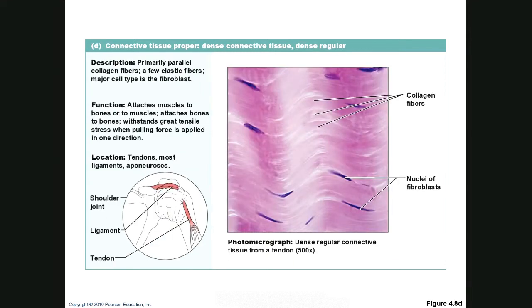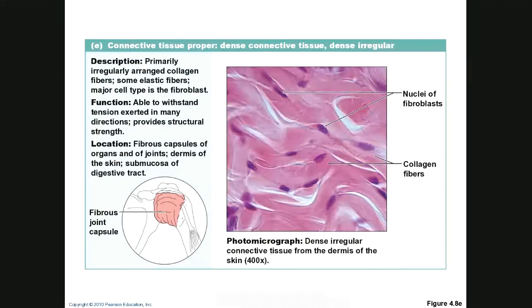Dense connective tissue, regular. An example of this is going to be in tendons, ligaments, and aponeuroses, which are sheet-like, tendon-like structures. Okay, dense connective tissue, irregular. Things like your joint capsules are going to be irregular.